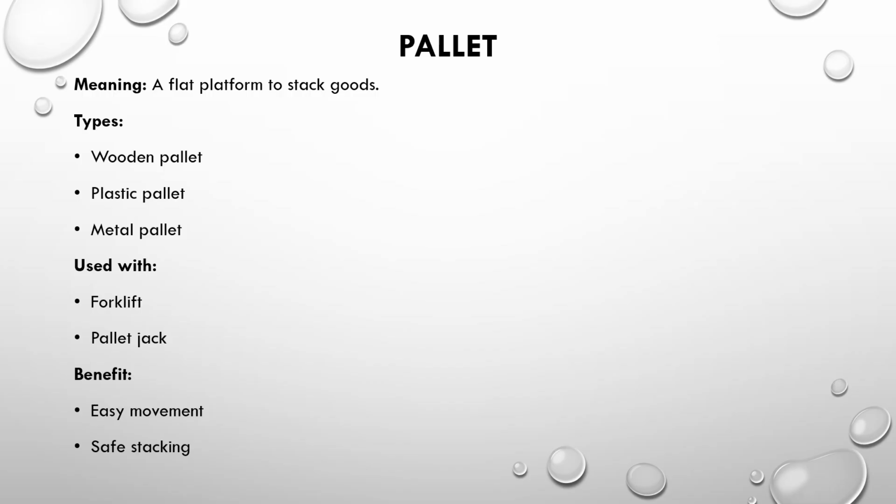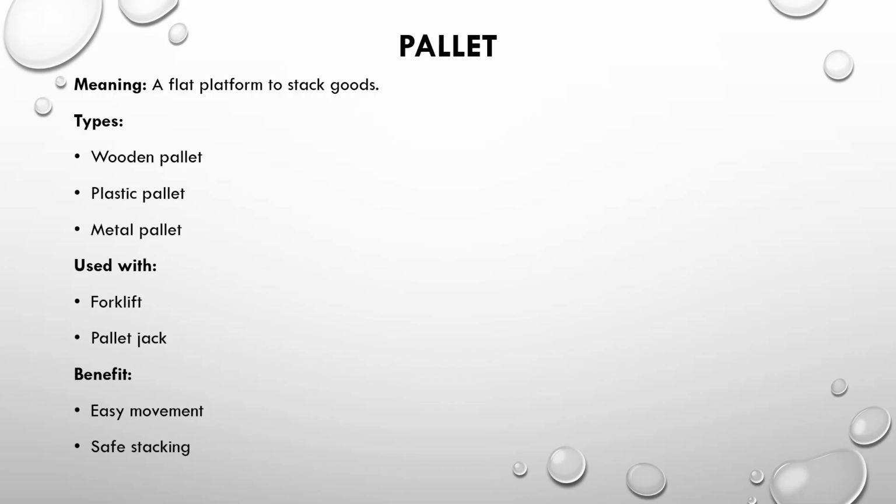Next, let's understand what a pallet is. A pallet is a flat platform used to stack and store goods in a warehouse. Pallets help keep products organized and stable during storage and transportation. Types of pallets. There are different types of pallets. Wooden pallets, commonly used and cost effective. Plastic pallets, durable and easy to clean. Metal pallets, strong and used for heavy loads.